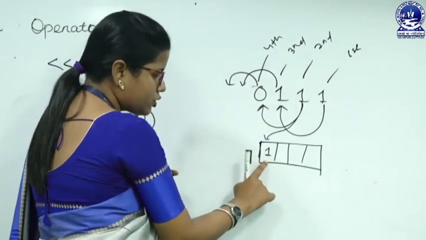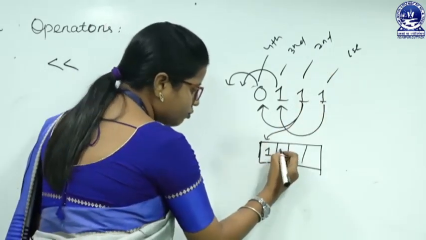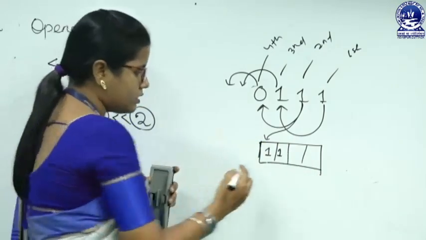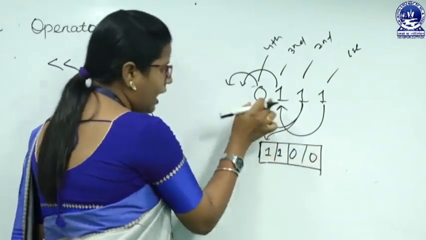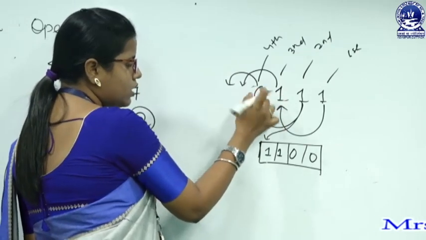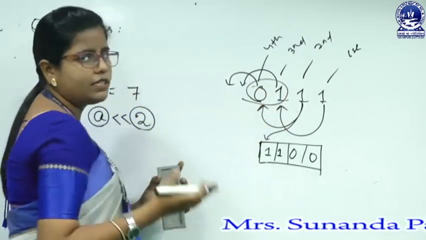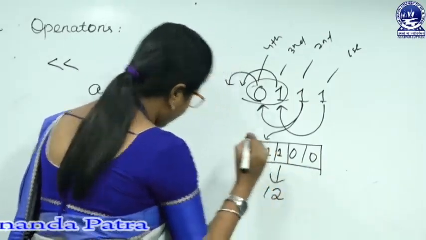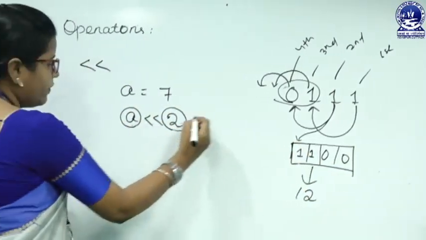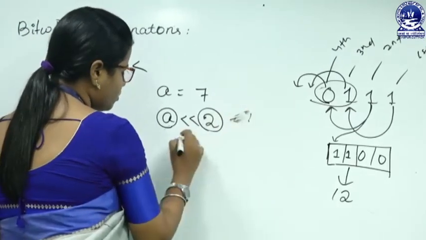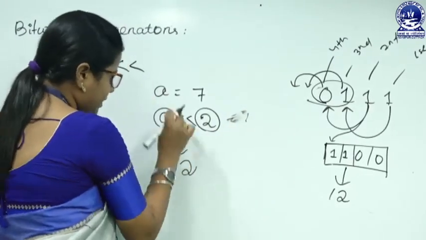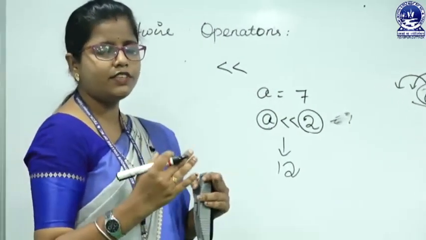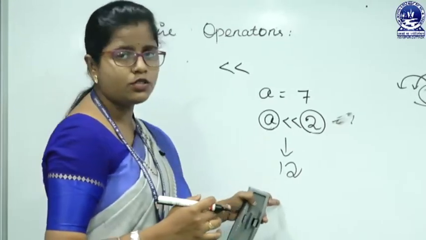So it comes to here. The first one will come to here. Then what about this space? This will be filled with 0. So these are 0. And what about this 0 and 1? They will be discarded. So this will result as 12. So A left shift 2 will result in 12. So A value is 7. When 7 is left shifted by 2 bits, it will result as 12.